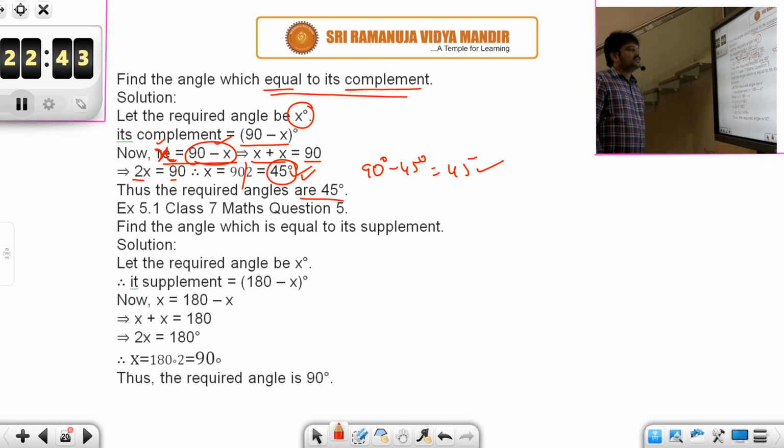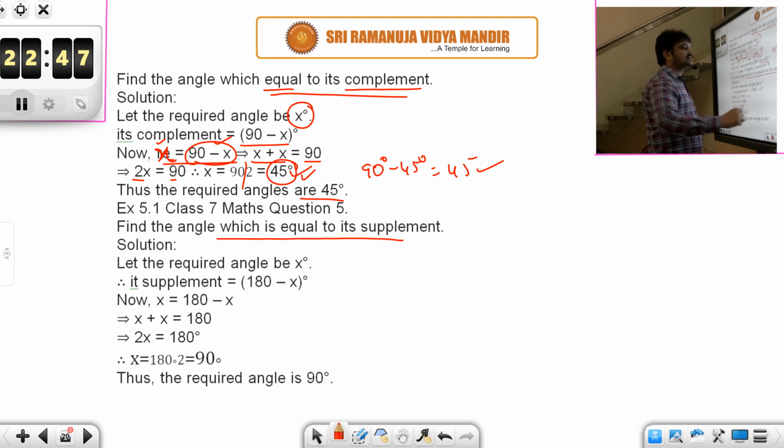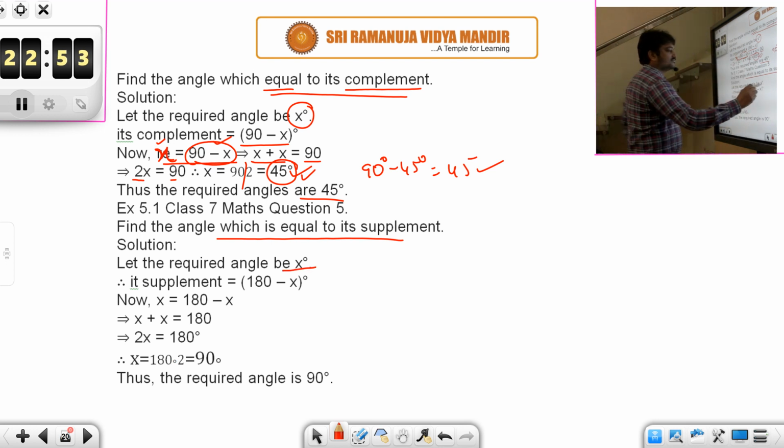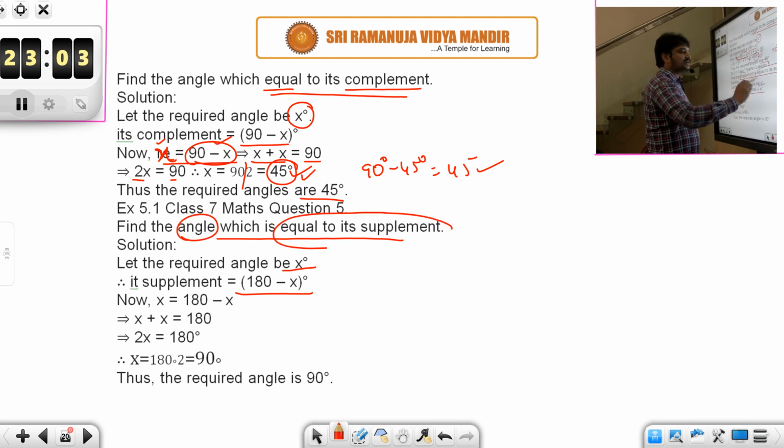Okay, students. Now let's do a similar question. Find the angle which is equal to its supplement. It is in the similar way. So let's assume the required angle to be x. And we know that what is the supplement of any angle? 180 minus x. But what is given in the question? This angle is equal to its supplement. So x is equal to 180 minus x.